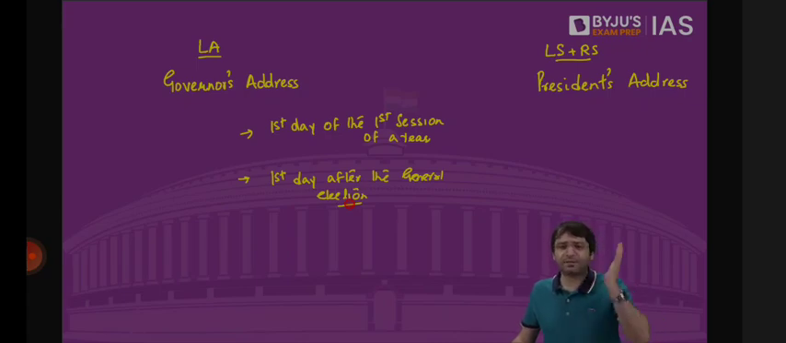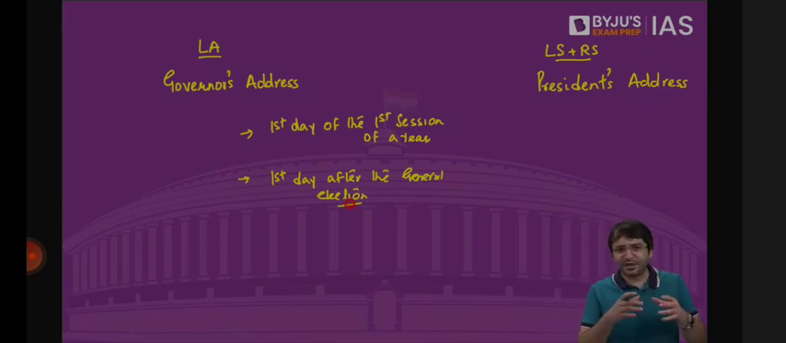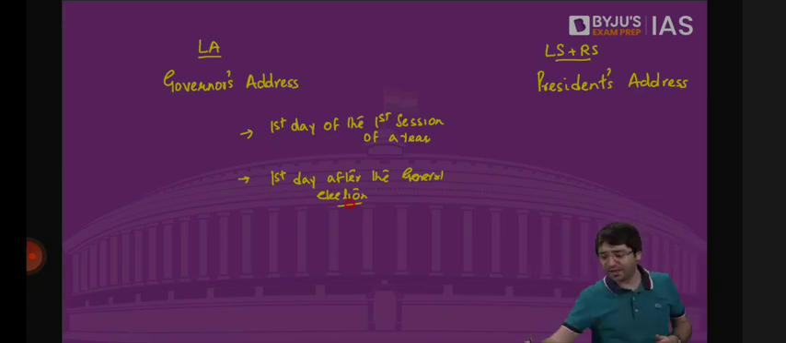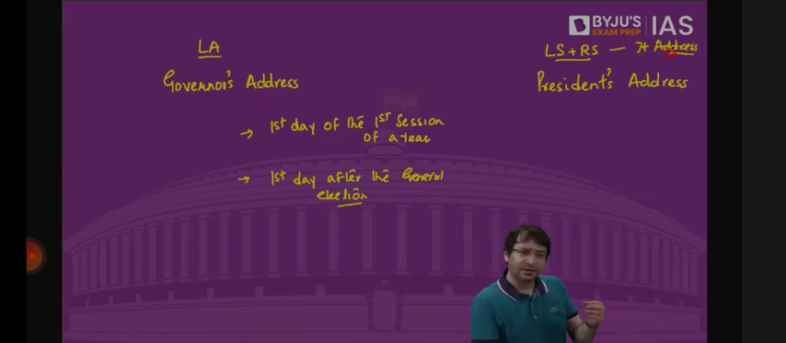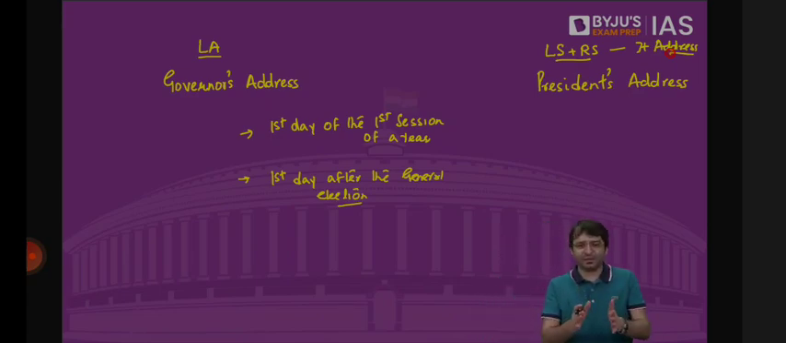That's called the governor's address. Similarly, the first day of the first session of the year, the budget session, the president addresses both Lok Sabha and Rajya Sabha members together. That's what we call a joint address. Also, after the election, when the new Lok Sabha is convened, on the first day the president addresses the members of the Lok Sabha and the Rajya Sabha together. That's what we call a joint address.